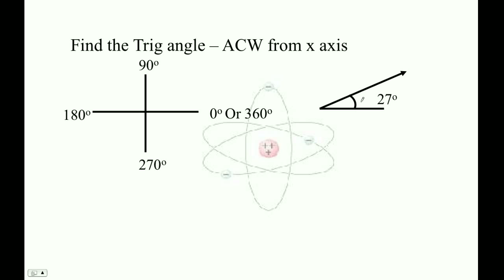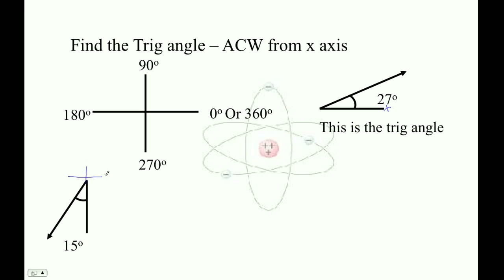So let's look at one here. This guy is the trig angle because it's anti-clockwise from the x-axis, right? Let's try this guy. Notice that it helps to draw the axes on here. Here's the x-axis. Remember that this guy is the angle we want. Notice that we don't quite make it to 270. We're 15 short of that. So 270 minus 15 is 255 degrees. Yay, we got that one right.